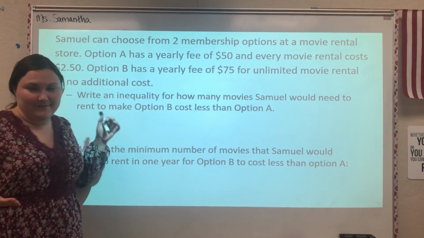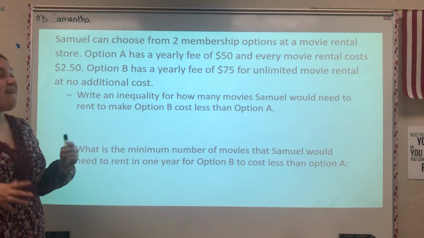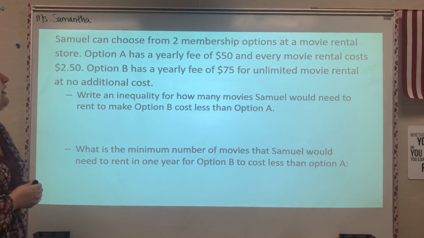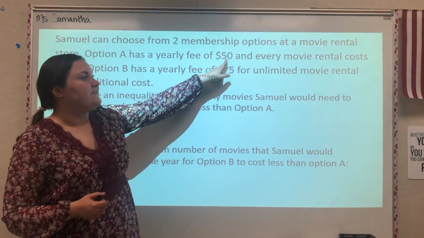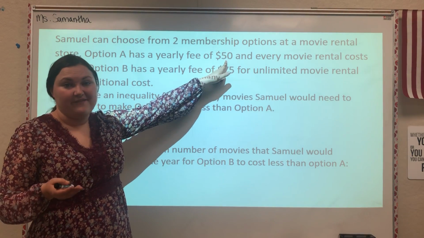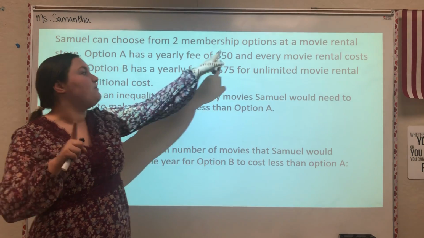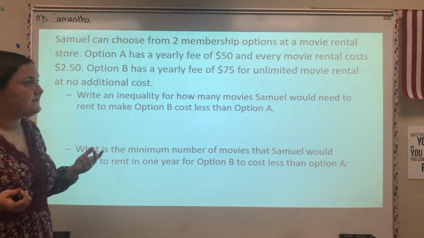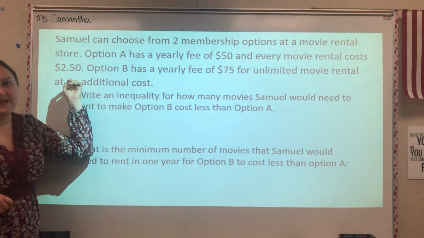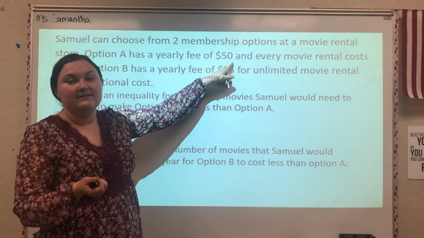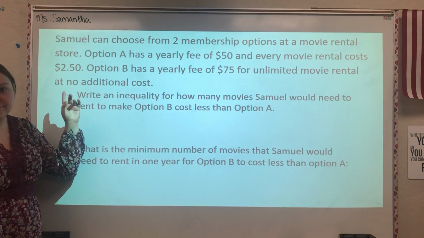This is a lot of information, so usually in class we just pause here to summarize what this is saying. Saying we've got Samuel and he's got 2 options. For option A, what are you paying? On option A, you pay $50. How often do you pay $50? Well, you pay it once. It's a yearly fee. So once during that year, you pay $50. Do you pay anything else? Well, yeah. Every single movie is going to cost you $2.50. So you pay the $50 at the beginning, and then after that, each movie is just $2.50. So that's your first option.